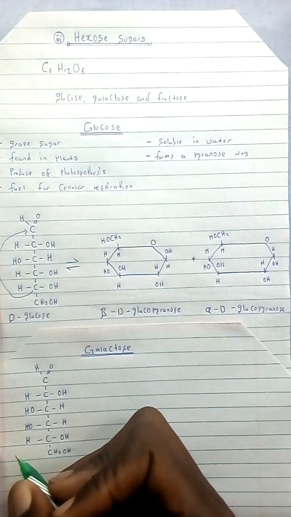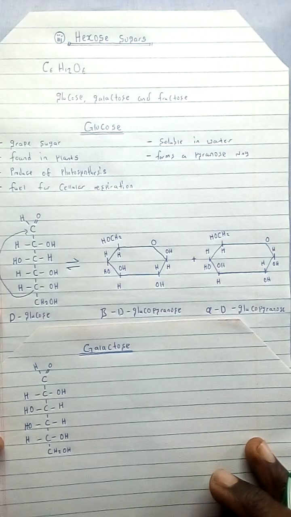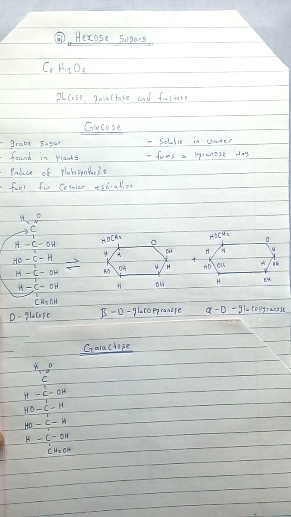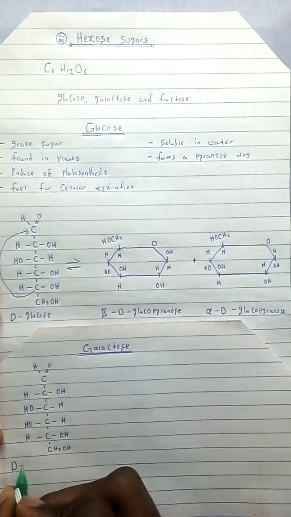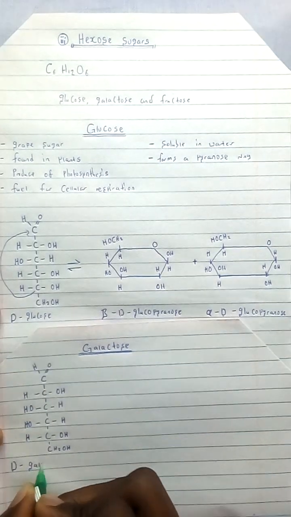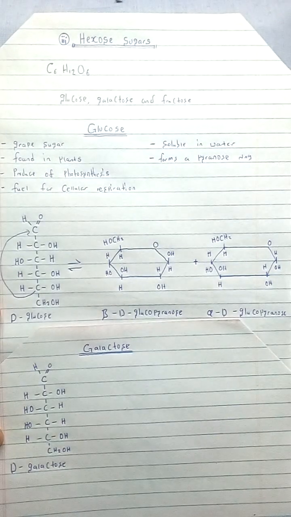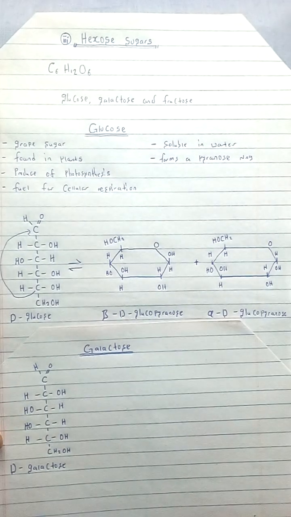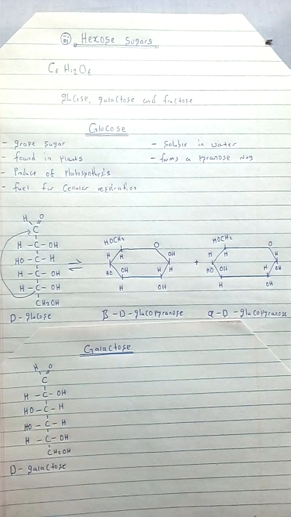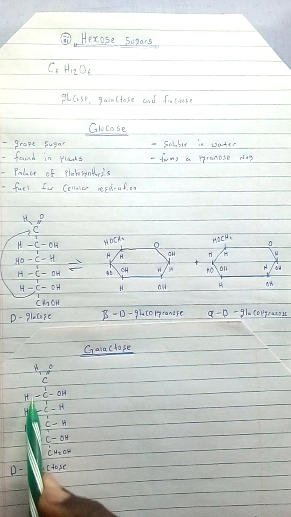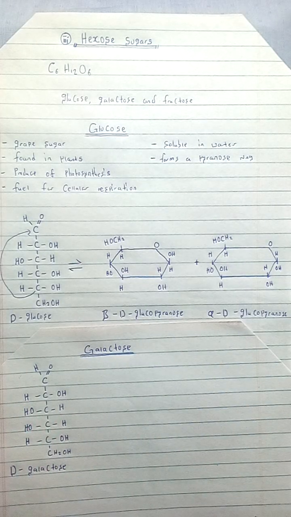Everything else remains as they are. So this is the open chain form of D-galactose. When you want to turn it into the L form, just bring everything which is here and reflect it to the other side. Then you come up with the L form.